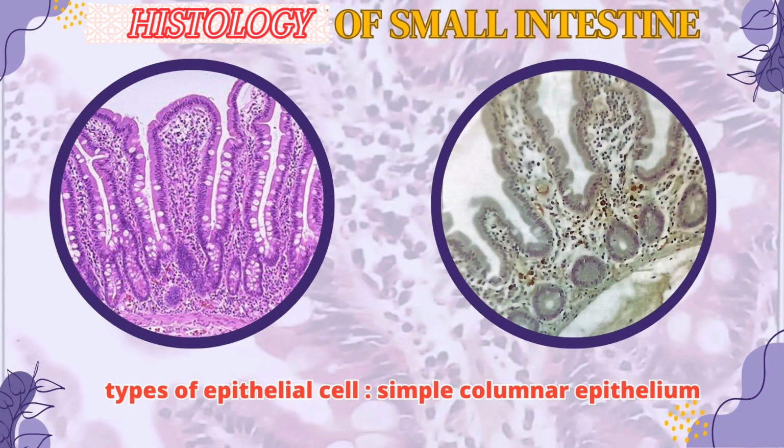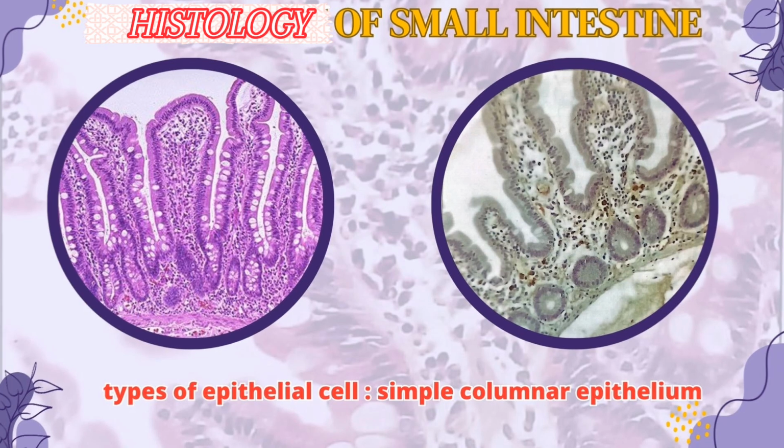The histological structure of the small intestine reflects its specialized functions in digestion and nutrient absorption. The arrangement of cell types, layers and structures is finely tuned to facilitate efficient absorption of nutrients from the intestinal lumen into the bloodstream. The type of epithelial cell that lines the small intestine is the simple columnar epithelium.